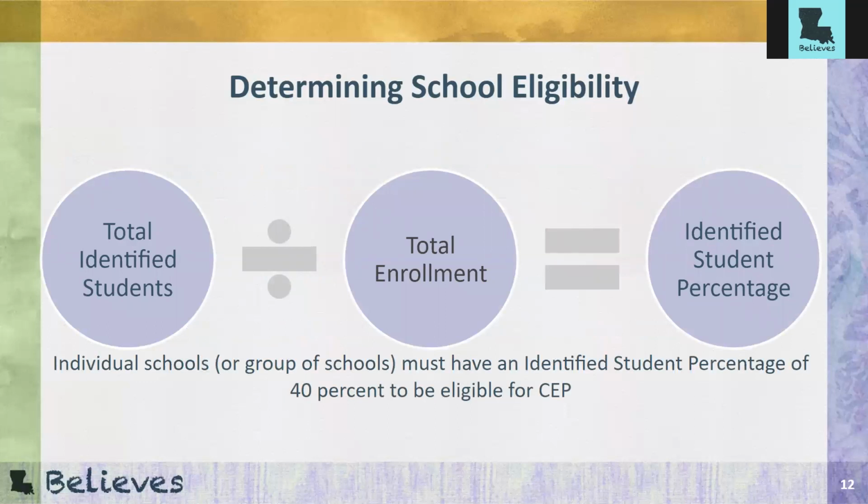So determining the school eligibility, we would determine the total identified students, which is the count that we've mentioned on two different slides: the DC students and their siblings, the TANF students, homeless, migrant, runaway, foster, as well as the Head Start. And we're going to take that number divided by the total enrollment in the school, and that will give us the identified student percentage. The individual schools or the group of schools must have an identified student percentage of at least 40% to be eligible for CEP.